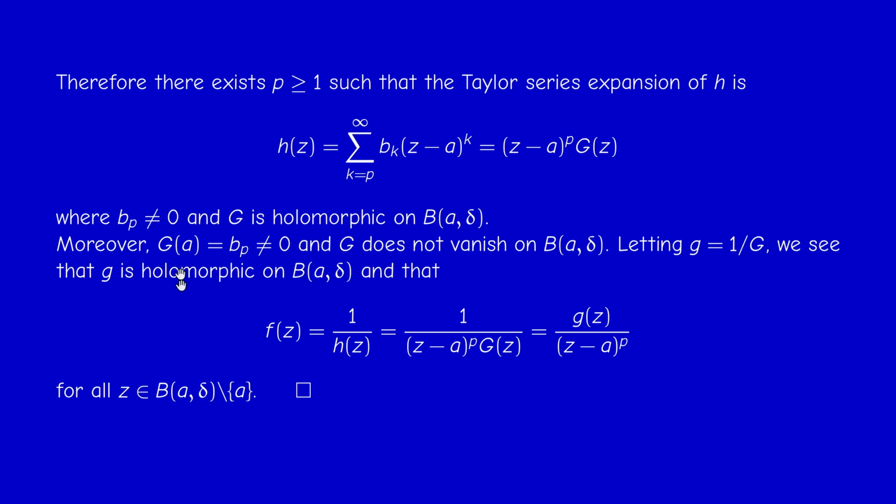And now I just go back to f. So f is 1 over h. And I call 1 over capital G small g. It's holomorphic because capital G does not vanish, at least on a neighborhood of a. So on a neighborhood of a, I can write f as a holomorphic function over (z minus a) to the p, and that's it. So everything happens here locally about a.